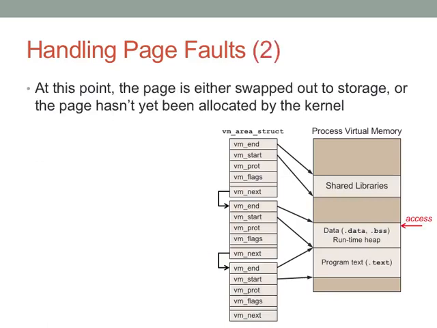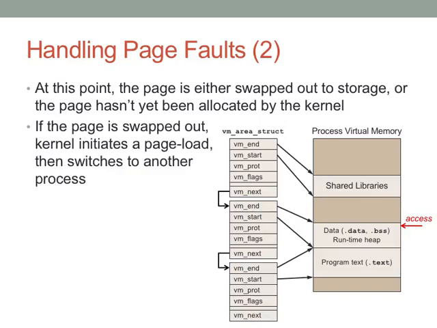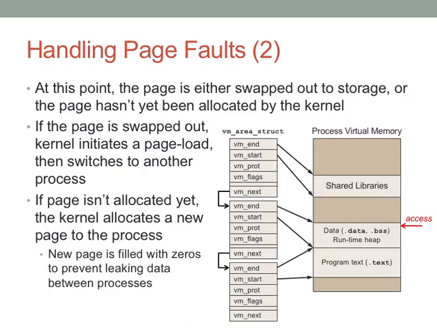If it does fall within some VM area struct, then you now have information about where that thing should come from, like what is going on. Okay, so like I said, if it's either swapped out to storage or it hasn't been allocated by the kernel, so in this case, notice I'm saying an access to a data region of memory, then basically the kernel can go ahead and load it from the appropriate location.